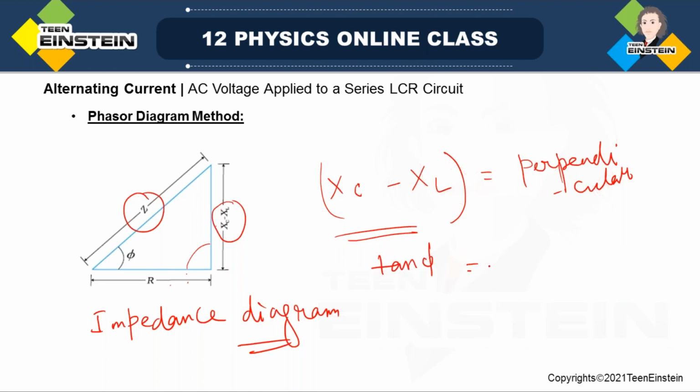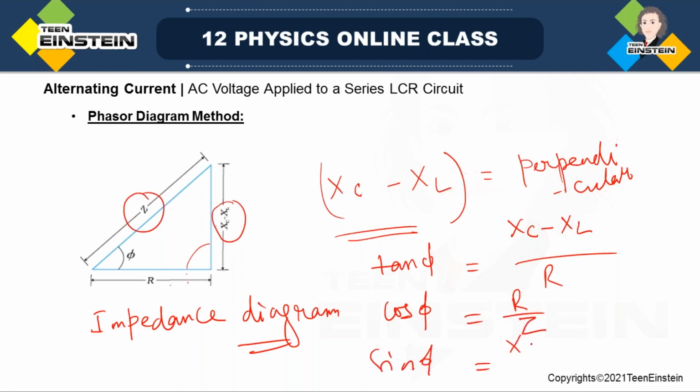Tan phi from here we can write as perpendicular by base, which is R. Sometimes you may need to find cos phi, so this will be base by hypotenuse. Base is R by Z. If you need to find sin phi, then this is perpendicular by hypotenuse Z. So these are the terms you need to know.